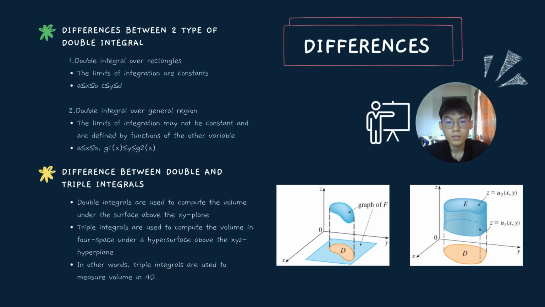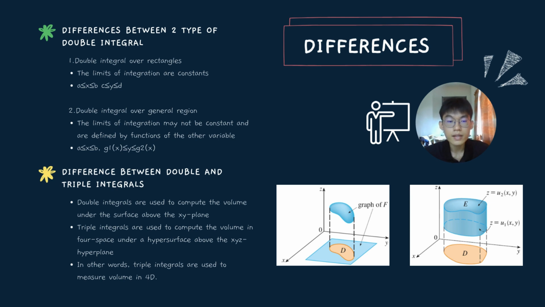Now I'll continue to present about the differences. The first is the differences between the two types of double integral. The first is the double integral over the rectangle. The difference is the limit is constant. For example, x and y are in a certain limit range. But for the double integral over the general region, the limit is not constant. For example, y is limited by a function, and the functions g1(x) and g2(x) will change depending on the x.